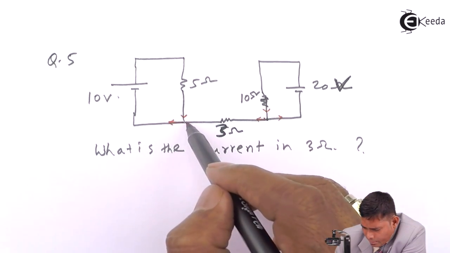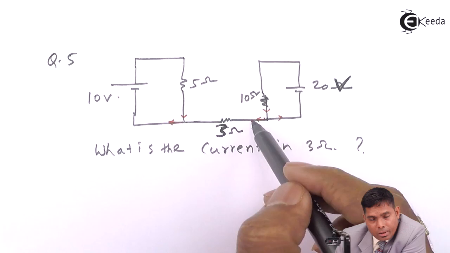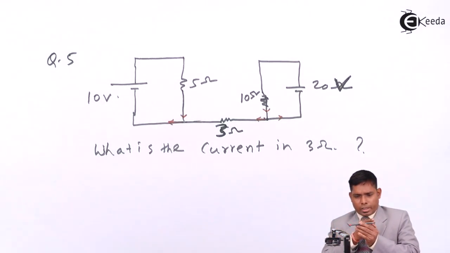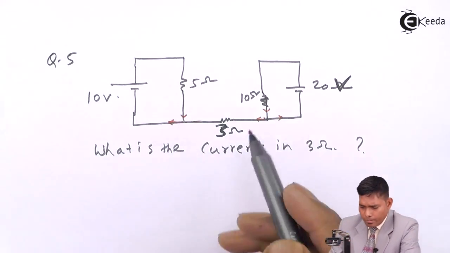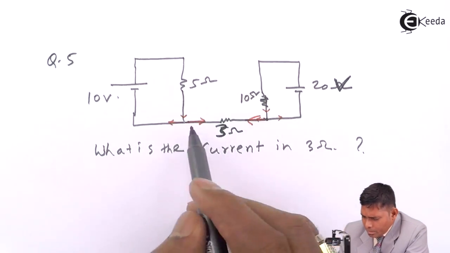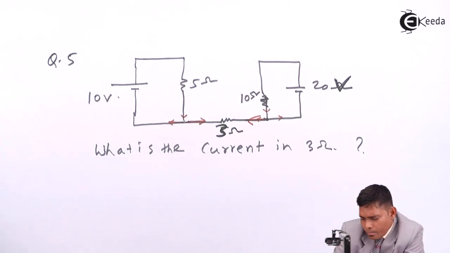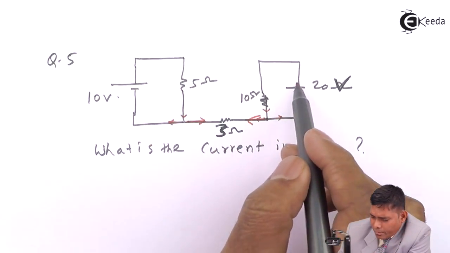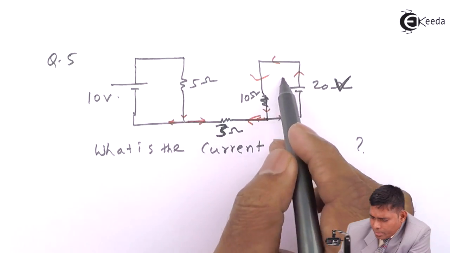That means you cannot have a path in which the current moves from this side to this side, and also in the same path the current comes from this side to this side. It is not possible. So current cannot go like this and come like this. In the same path it cannot have two directions. On the other hand, in those resistances which are in a closed loop, only in those will current flow. Here it is in a closed loop. Here this is in a closed loop. The current definitely is going to flow in this branch.